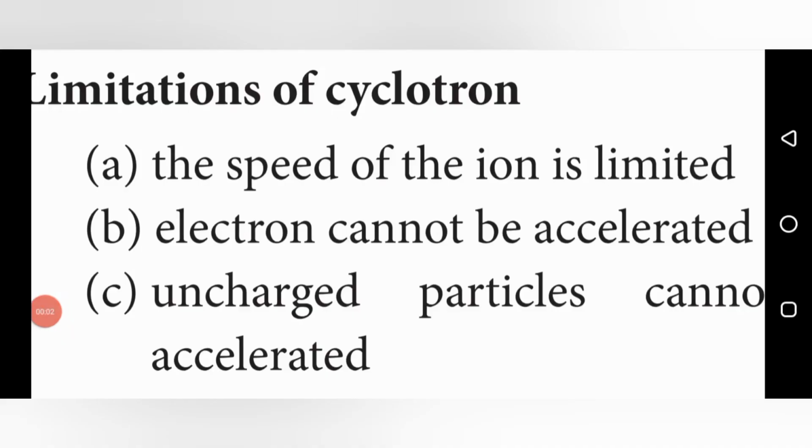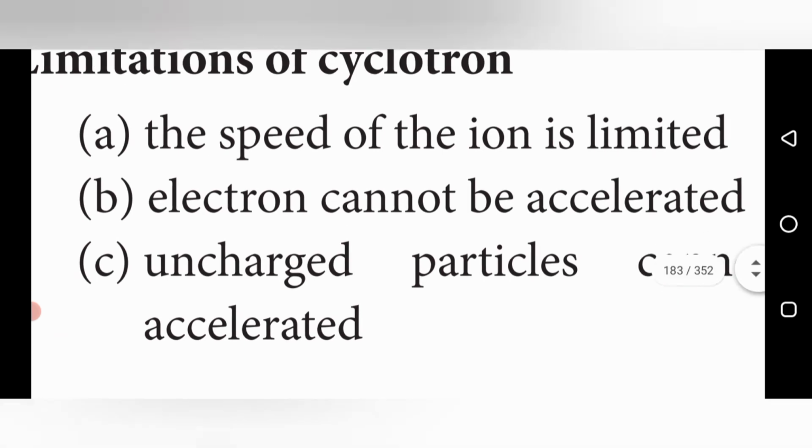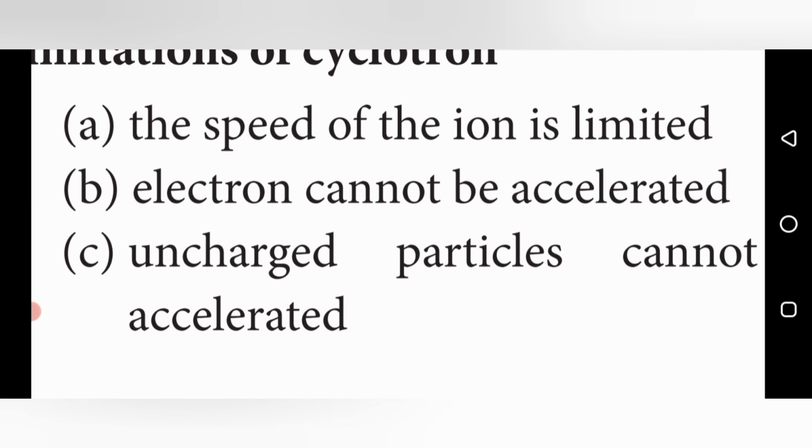Then the limitations of the cyclotron. Disadvantages: the speed of the ion is limited, so we cannot give a very great speed to the ion. The electron cannot be accelerated, so here we have to choose only the positive ion, not the negative ion. The uncharged particle cannot be accelerated either, so we have to choose only the charged particle; a neutral particle cannot be accelerated. These are all the disadvantages of the cyclotron.